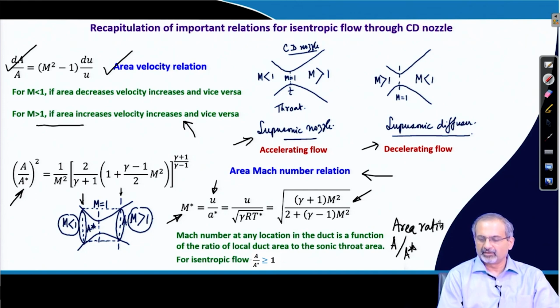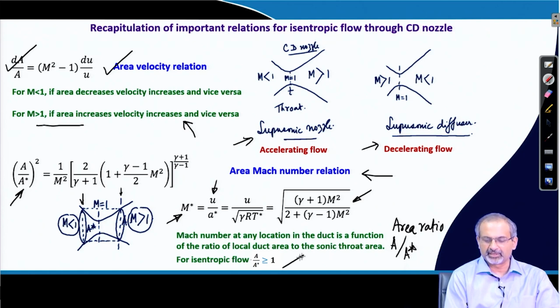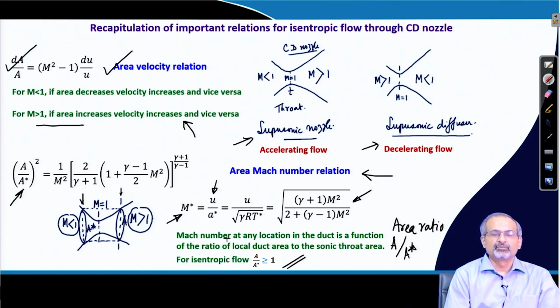Under isentropic flow conditions, we have to remember that A by A star is always greater than or equal to 1. The lowest that A can go is to the A star condition, which is at the throat, when it can go sonic.